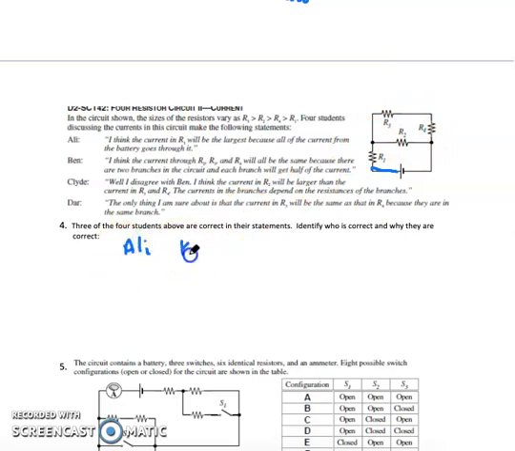And the short answer is that is the junction rule. Okay, Ben, I think the current through R2, 3, and 4 will all be the same because there are two branches in a circuit and each branch will have half the current.